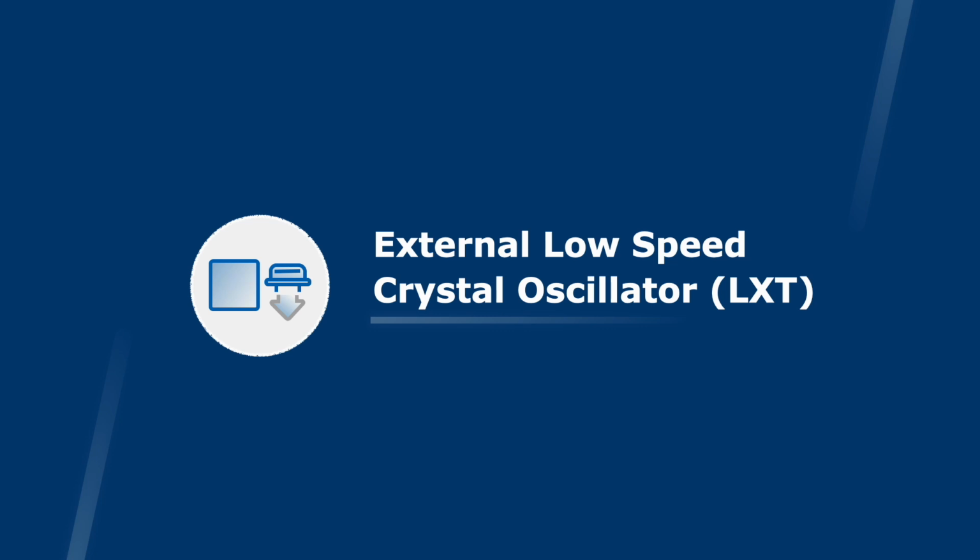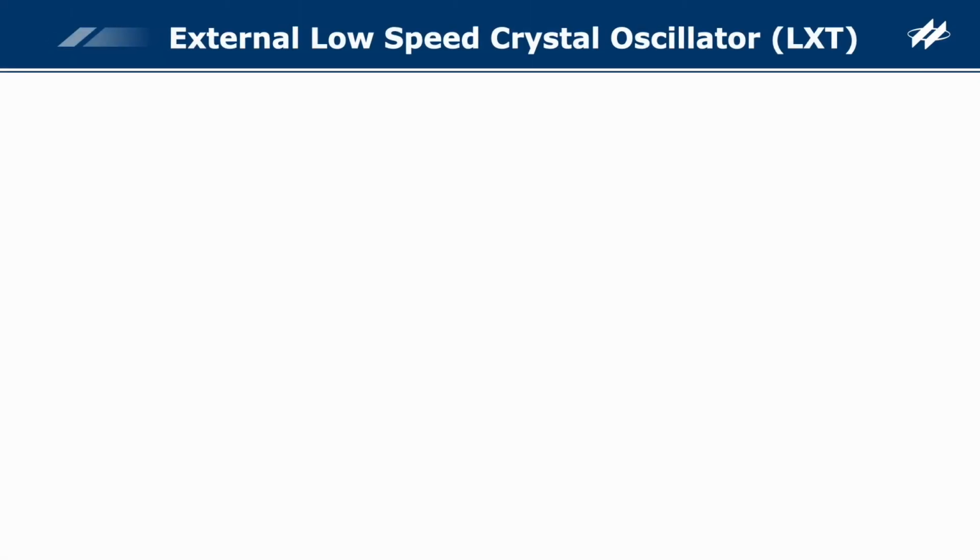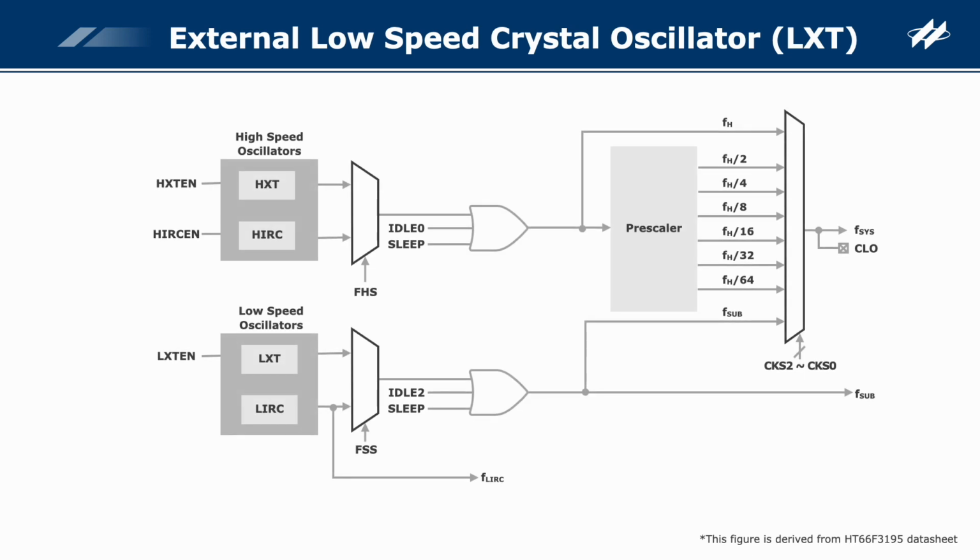External low-speed crystal oscillator. For the HT8 MCUs, the frequency of the external low-speed crystal oscillator is 32.768 kHz. When the FSS bit in the SCC register is set to 1, the external low-speed crystal oscillator is used as the low-frequency clock source.